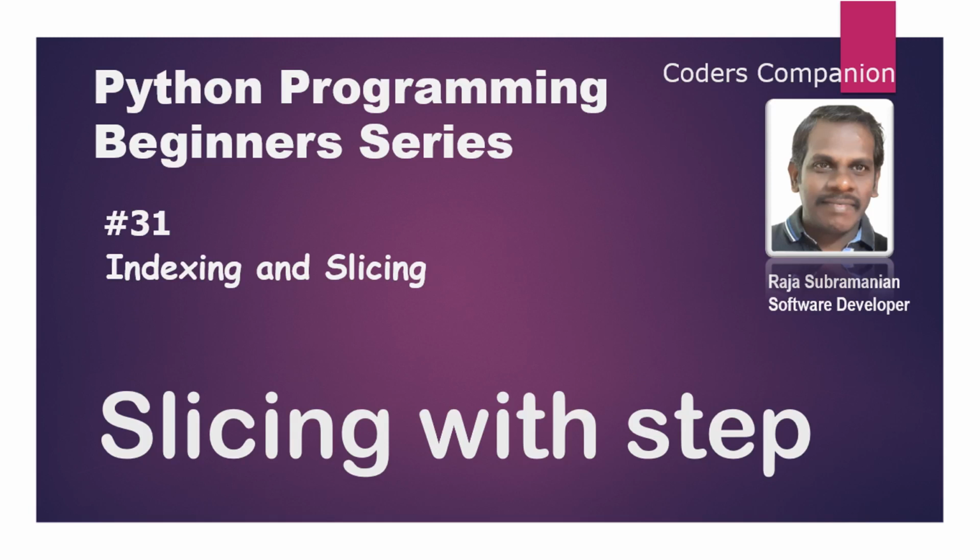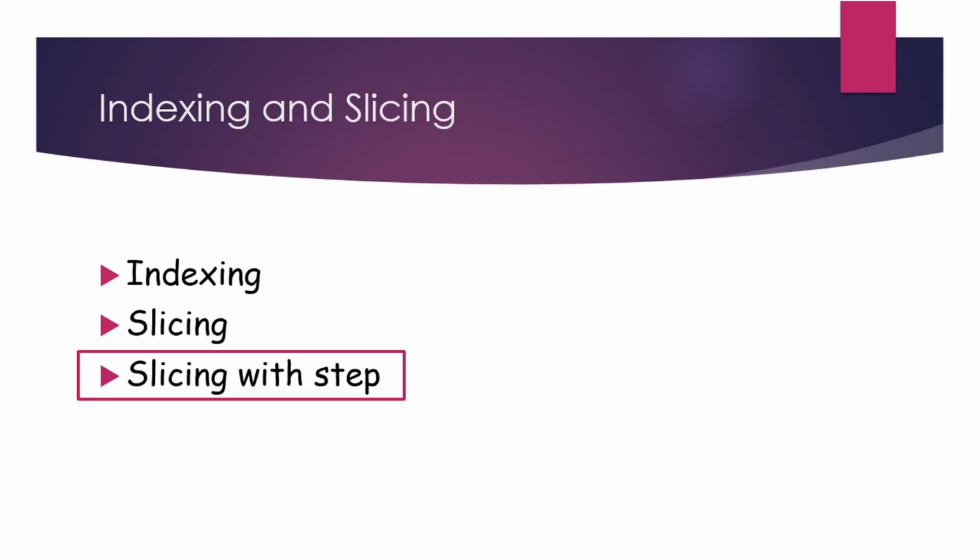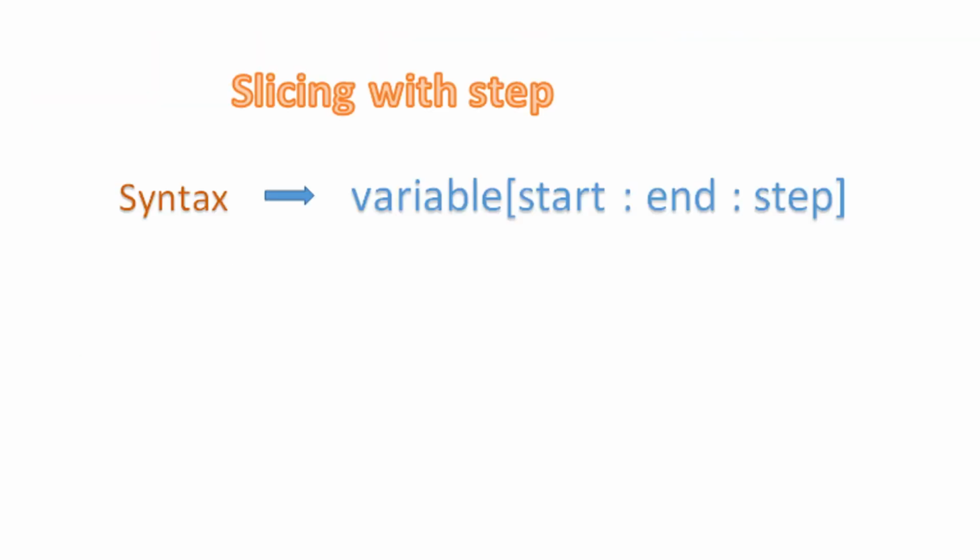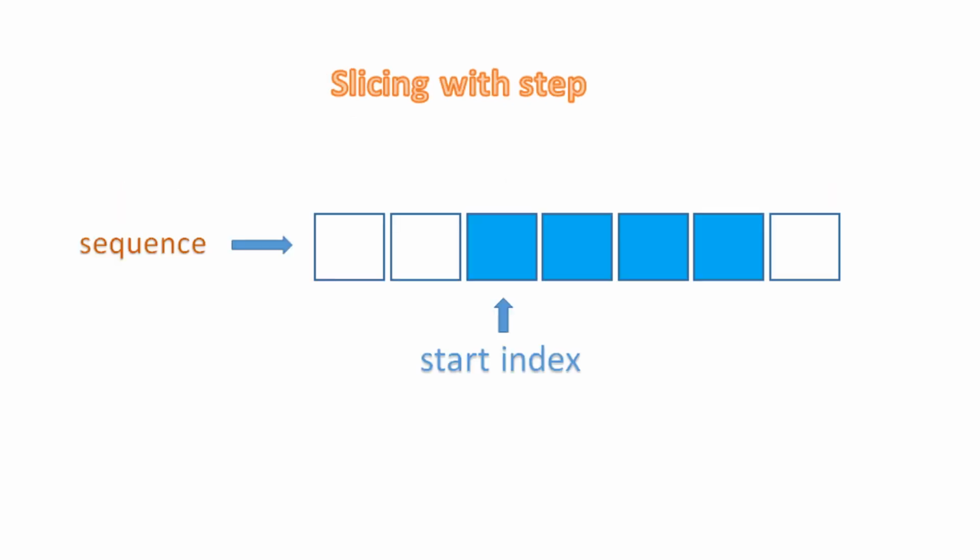Let's get started. This is the third topic in indexing and slicing. Slicing can also be done using three integers: start, end, and step separated by a colon. Start index is where the slicing of string starts. End index is where the slicing of string ends. Slicing ends one character before the end index.